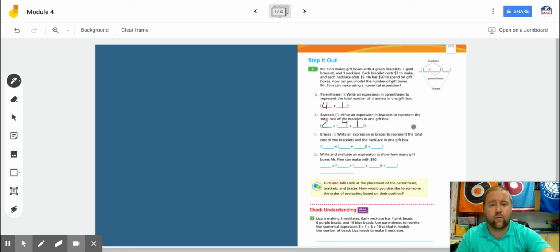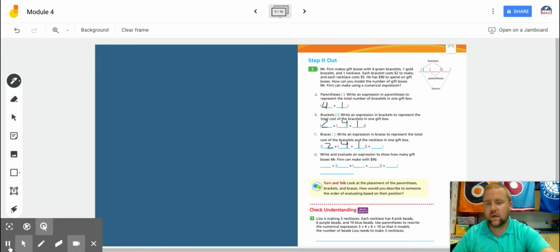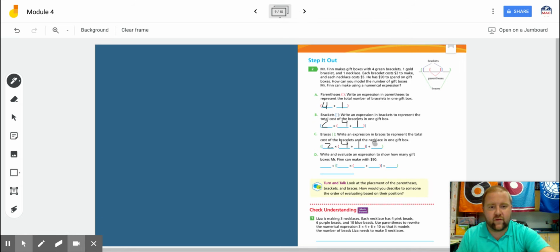All right. So then for the braces, it says write an expression in braces to represent the total cost of the bracelets and the necklace in one gift box. Okay. So if you're looking here, we already had in the brackets 2 times the quantity or the value of 4 plus 1. And now we also want to add on the cost for the necklace. We're putting this 5 here because the necklace is $5 that goes in the box.